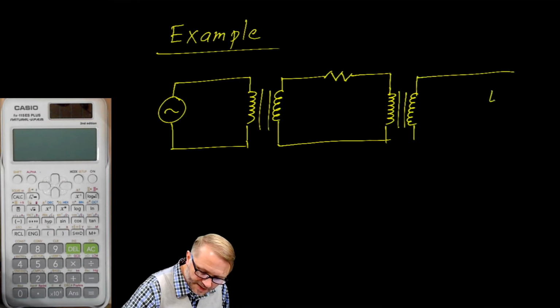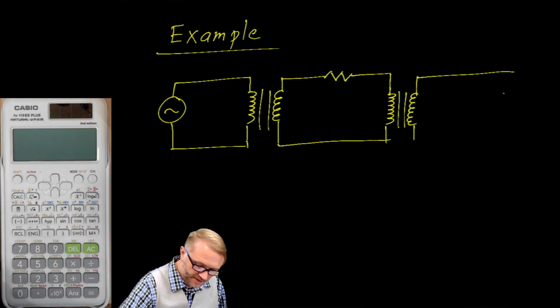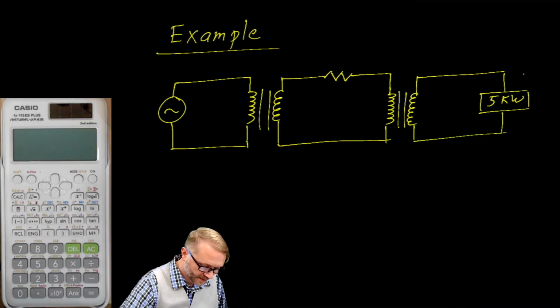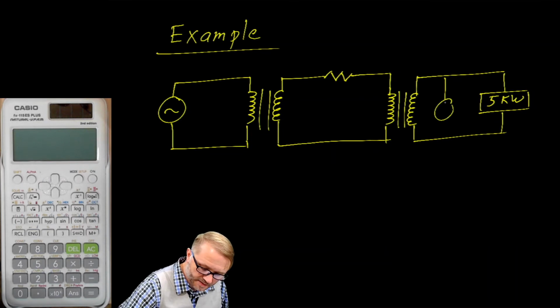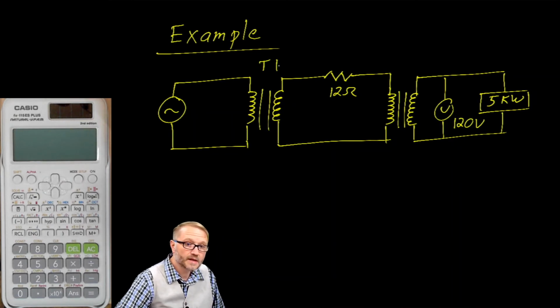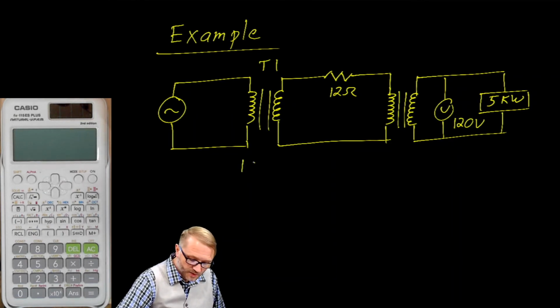And we'll connect that to our load. In this case, we'll let the load be 5 kilowatts, so a pure resistive load with a voltage of 120 volts. And T1 we'll call a step-up transformer. It'll go 1 to 10.